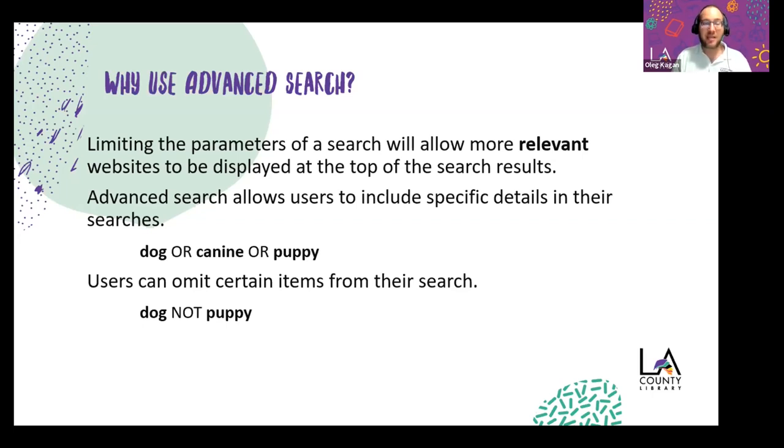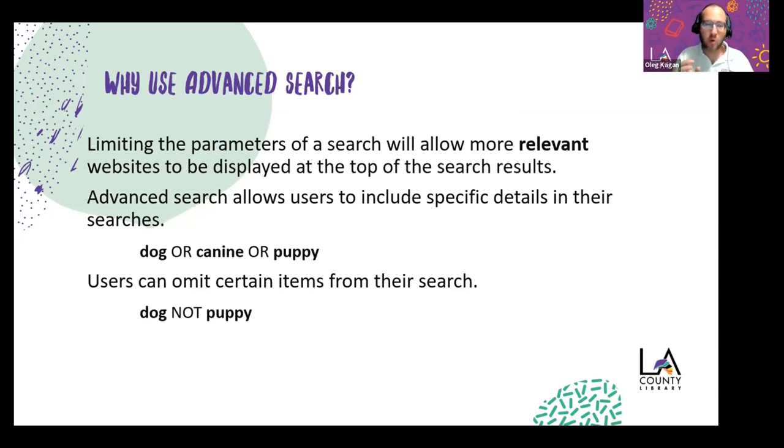So what we have here are two different types of searches. They include Boolean values, or Boolean logic operators: and, or, not. We'll learn a little bit more about those later. What we have here is a search for dog or canine or puppy. What that means is that your search will take pages that only have the word dog, only have the word canine, or only have the word puppy, or have all of them together in various combinations. So this is a basic keyword search.